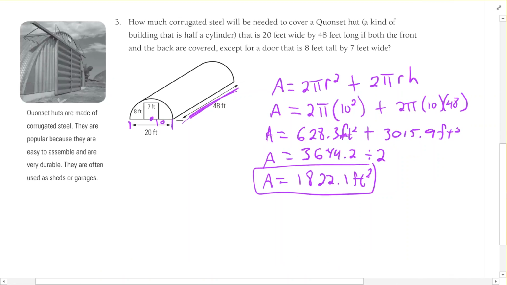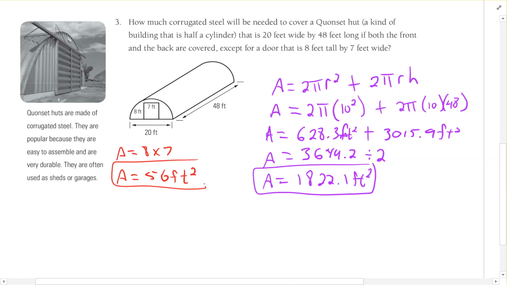Now there's just this door to figure out. So I got the surface area of like everything right now. I just need to subtract out the door. So the door, I can figure out the surface area of this thing pretty easily, right? The surface area of a square is just base times height. So the area of that thing is just going to be 8 times 7. So the area of that door is 56 feet squared.